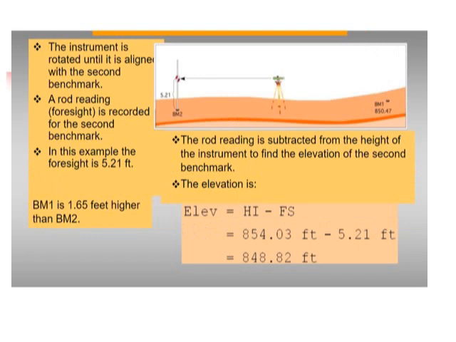The instrument is rotated until it is aligned with the second benchmark. A rod reading is recorded for the second benchmark. In this example, the foresight is 5.21 feet. The rod reading is subtracted from the height of the instrument to find the elevation of the second benchmark. The elevation is HI minus FS, 854.03 feet minus 5.21 feet, which is equal to 848.82 feet. Here BM1 is 1.65 feet higher than BM2.